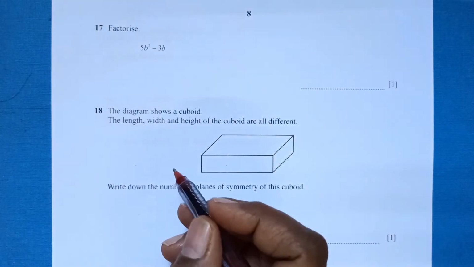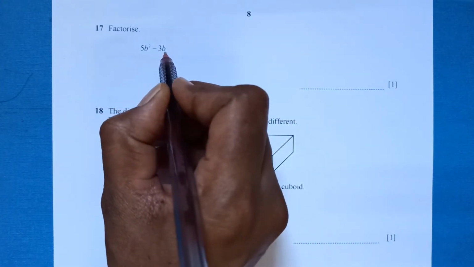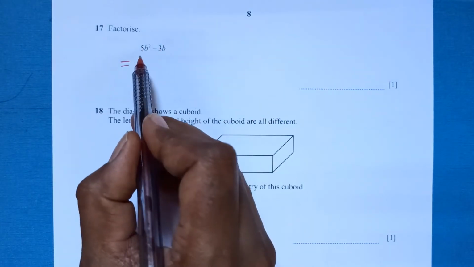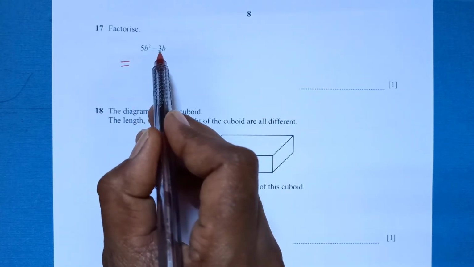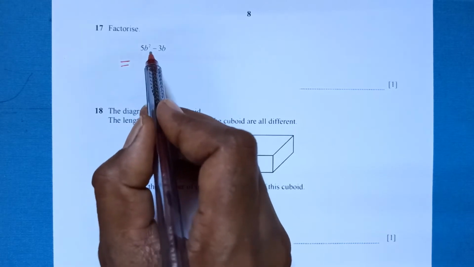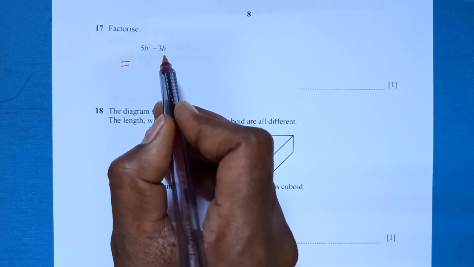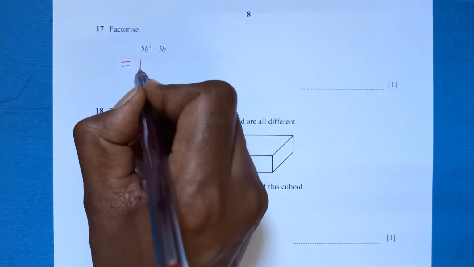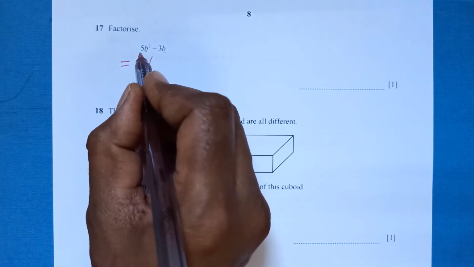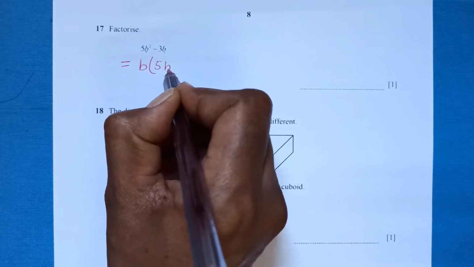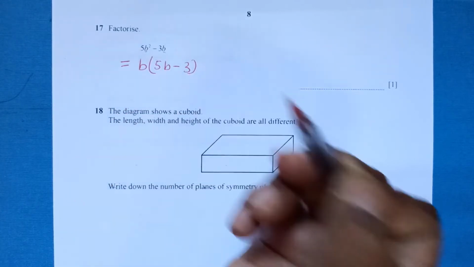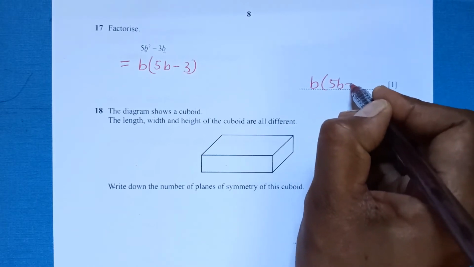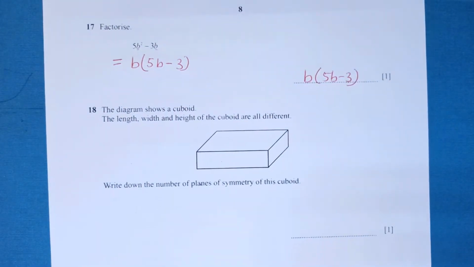Question 17. Factorize 5b squared minus 3b. So we need to find out what is common. First we need to look at numbers 5 and 3, there is nothing common. Then you have b squared and 3b. So sorry, b squared and b. So b can be taken out. So if you take out b from here, you will have 5b minus 3. So that's the answer. b(5b minus 3).